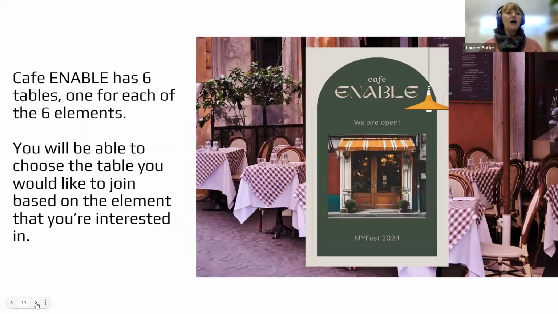So now a little bit of a heads up before I go into a bit more detail on each of the elements. I want to let you know that at our Cafe Enable, we have 6 tables, and the 6 tables are for each of the elements. And later on, after I went through all of the elements, you will be able to select one of the tables based on the element that you're interested in. So I'm going to go through the 6 briefly. So keep in mind which one sparks interest for you, and then you can select the table accordingly.